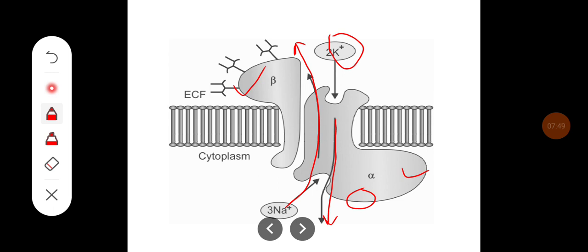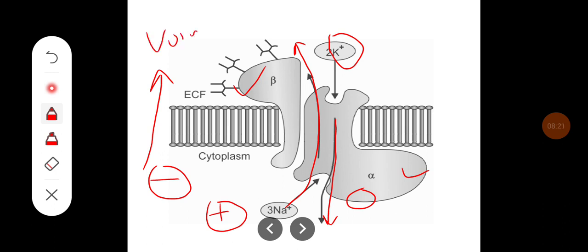Okay, so there is a net loss of 1 positive ion inside the cell, and that is how the sodium potassium pump increases the negativity inside the cell. Okay, and with the net loss of 1 positive ion, the sodium ion, there will be movement of water also from intracellular to extracellular fluid. And that is how the sodium potassium pump also helps in the regulation of the volume of the cell.